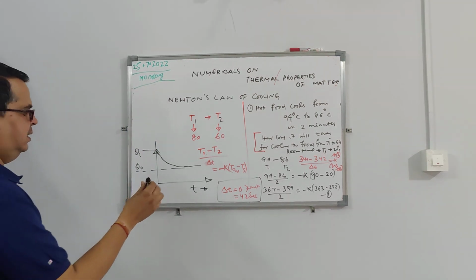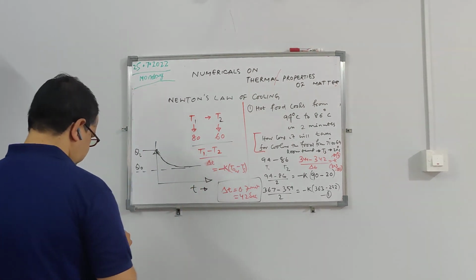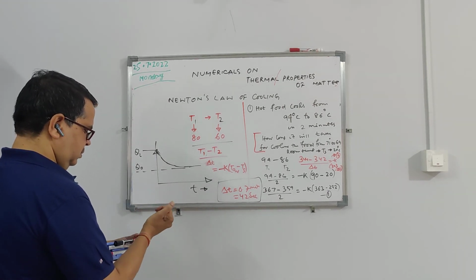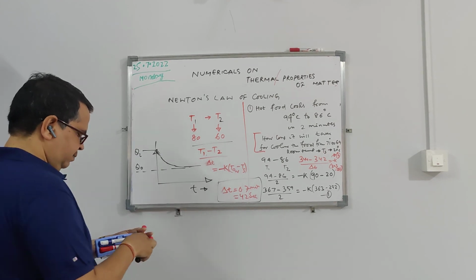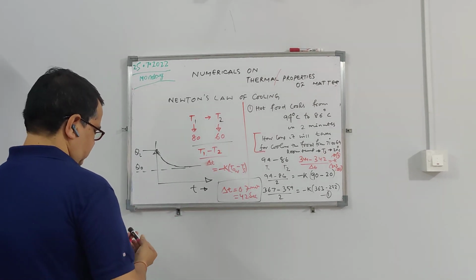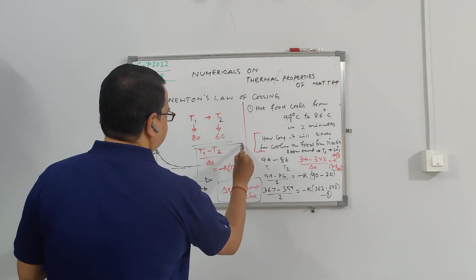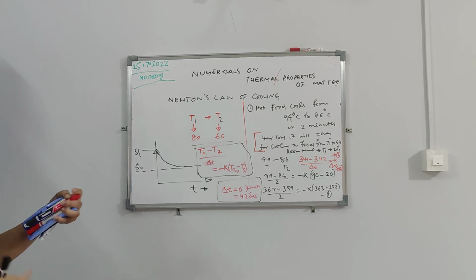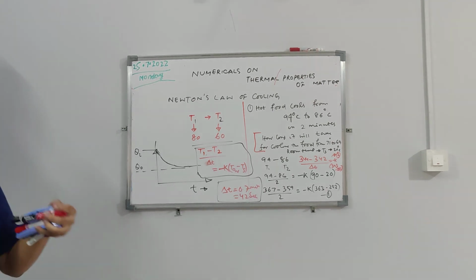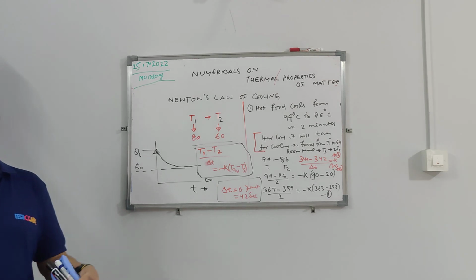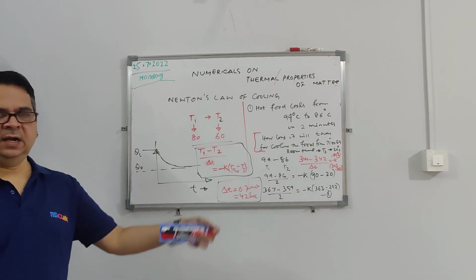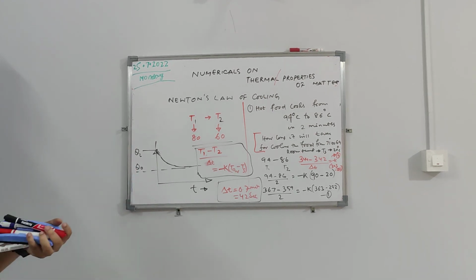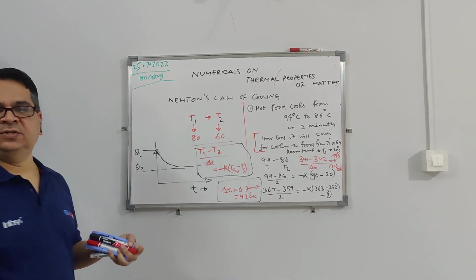The main thing is you have to remember this equation. If you remember this equation, your job is done. First just remember: capital T1 minus capital T2 divided by the time duration is equal to minus K into (T average minus surrounding temperature). On the right side the surrounding temperature will be there, and the average of these two values.